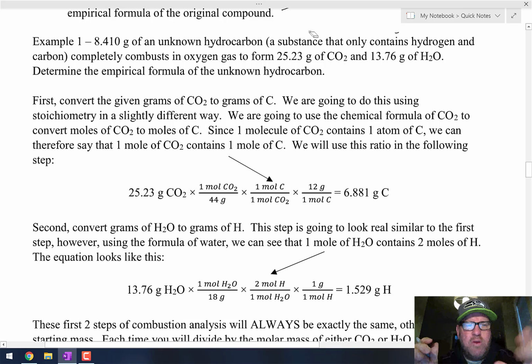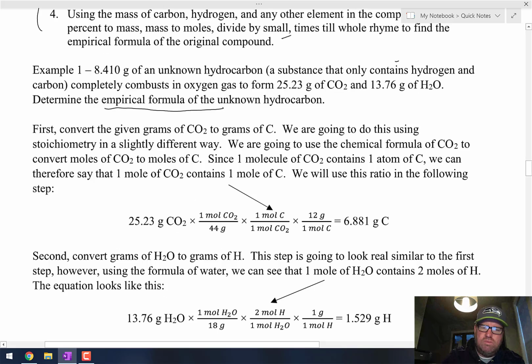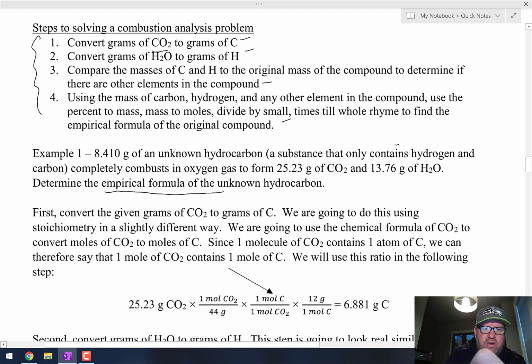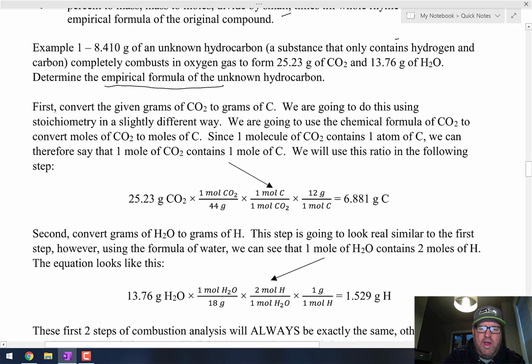So this hydrocarbon completely combusts in oxygen gas. It makes 25.23 grams of CO2 and 13.76 grams of H2O. And they want us to determine the empirical formula of the unknown hydrocarbon. So we're trying to figure out what compound this is. Step number 1 above says convert grams of CO2 to grams of carbon. So I'm going to take my 25.23 grams of CO2, and again, anytime I have grams, the only thing I can do is convert to moles. And so the molar mass of CO2 is 44.